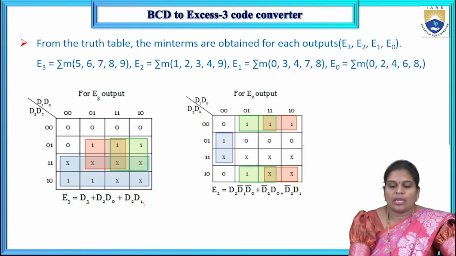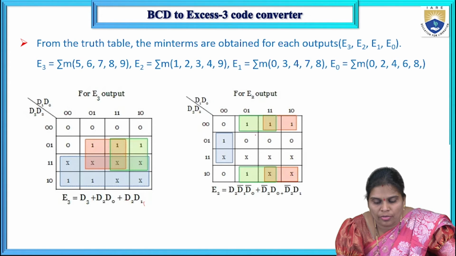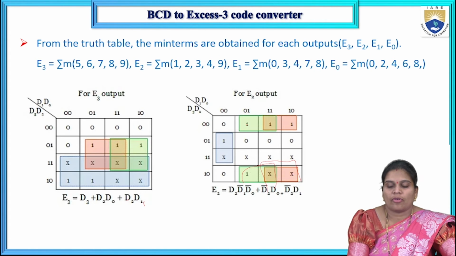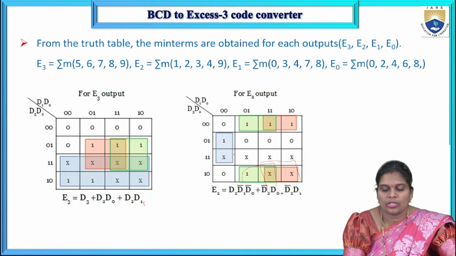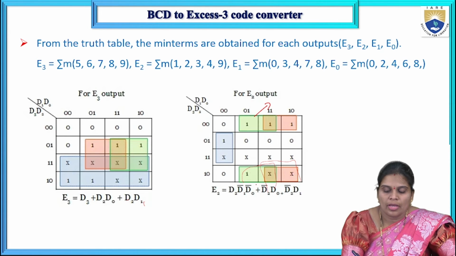Similarly, in the E2 equation, here the ones are at 1, 2, 3, 4, 9. These two ones and these two ones form one group, and these two ones and these two ones form the other group. Here only one is there, so let us take the don't care condition also. This is one pair. For this one, what is the equation? D2 bar and D0.